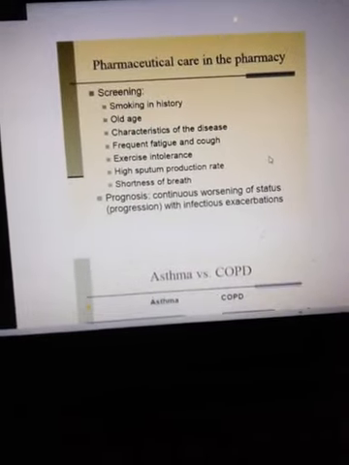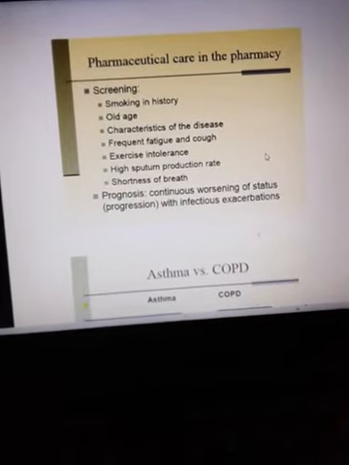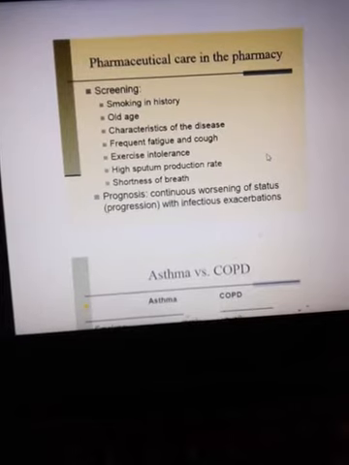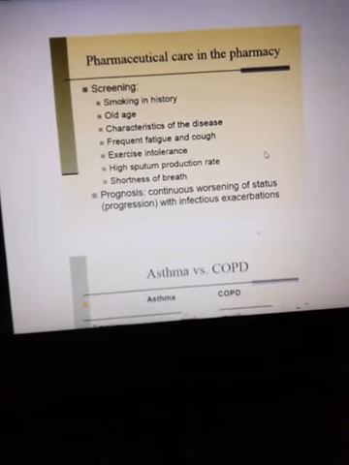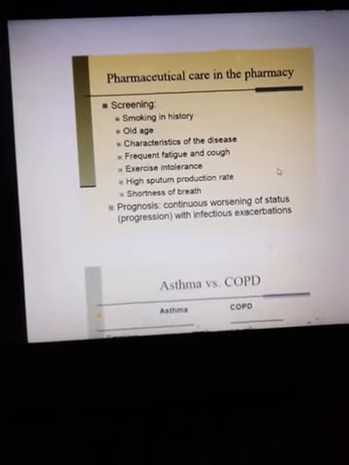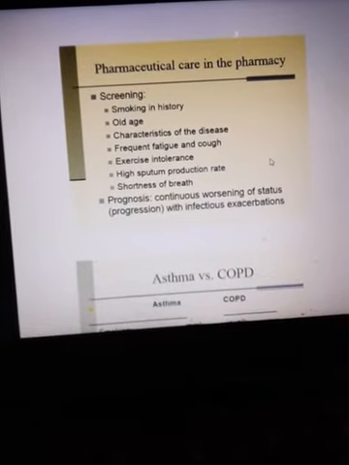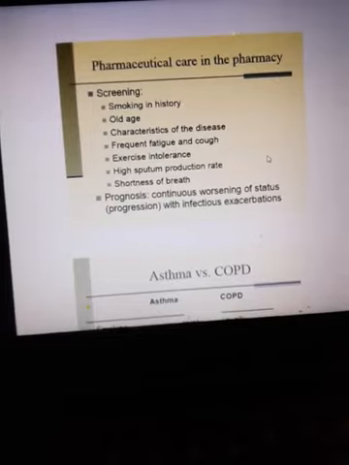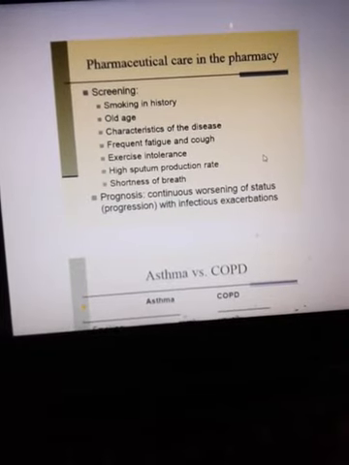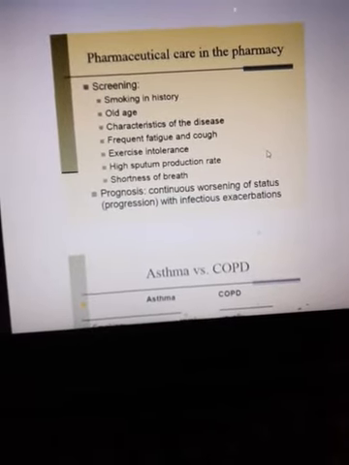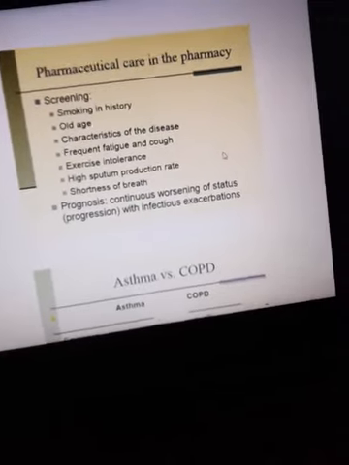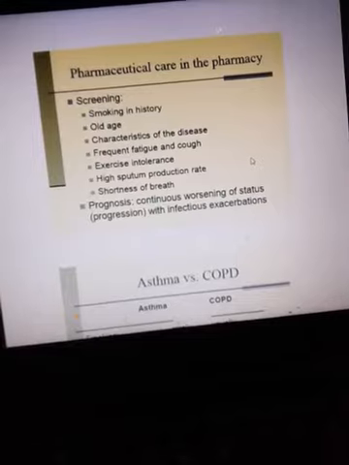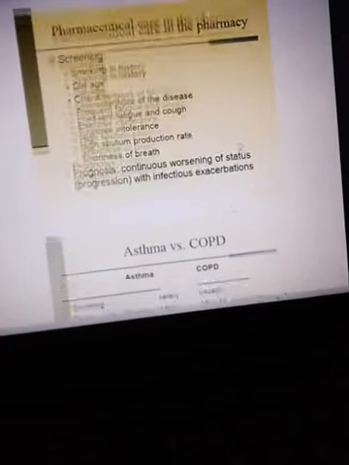Pharmaceutical care in the pharmacy for COPD: screening, smoking in the history, they have or not, old age, characteristics of the disease, frequent fatigue and cough, exercise intolerance, high sputum production rate, shortness of breath. Prognosis: continuous worsening of status, progression with infectious exacerbation همراه با تشدید عفونت. بدتر و بدتر میشن with infection exacerbation.